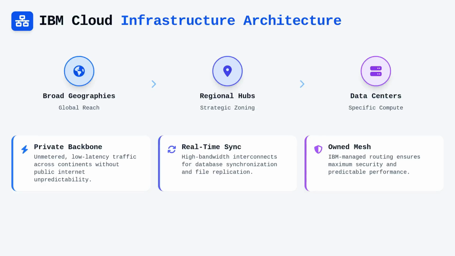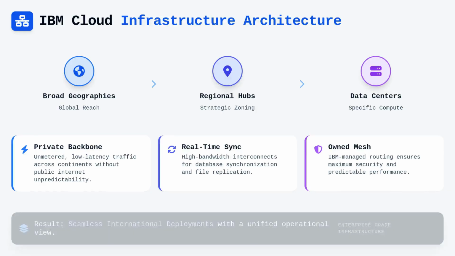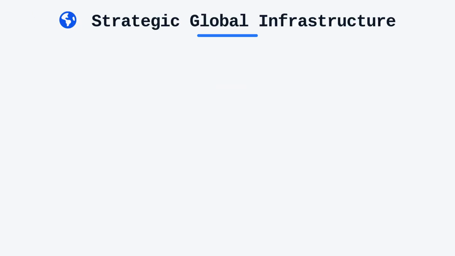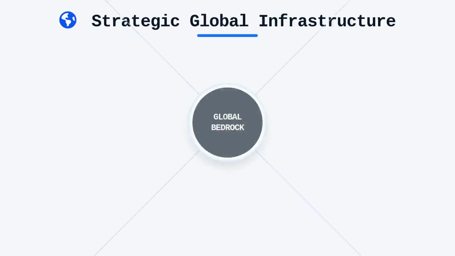When you deploy an application, you are leveraging this underlying mesh to ensure that your backend services can communicate securely and rapidly across global boundaries. This architecture facilitates seamless international deployments, allowing a single logical workload to be distributed across multiple regions while maintaining a unified operational view. Beyond simple connectivity, this global presence serves as the bedrock for your disaster recovery and high availability strategies.